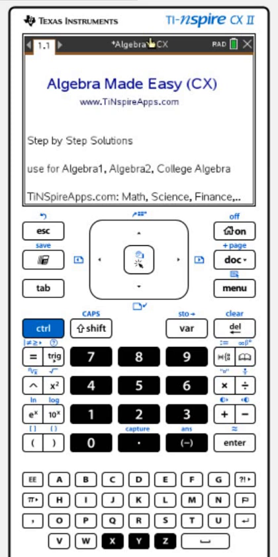So TI-Nspire users, you want to know all the tricks of how to use a TI-Nspire?